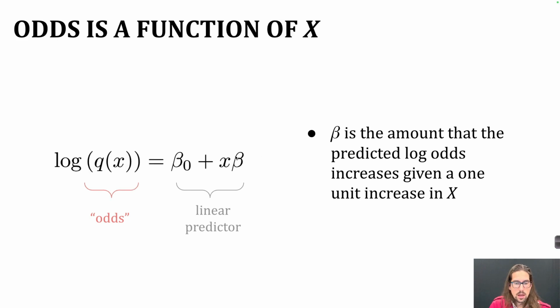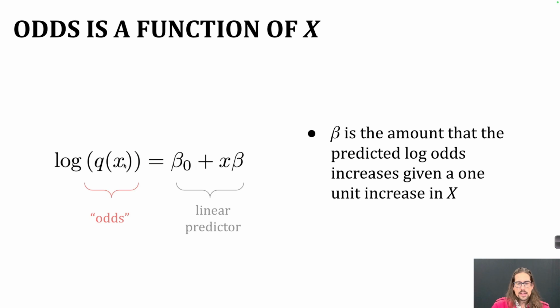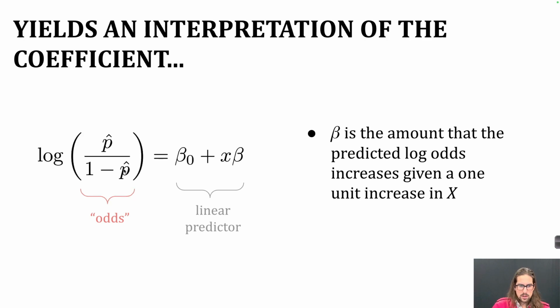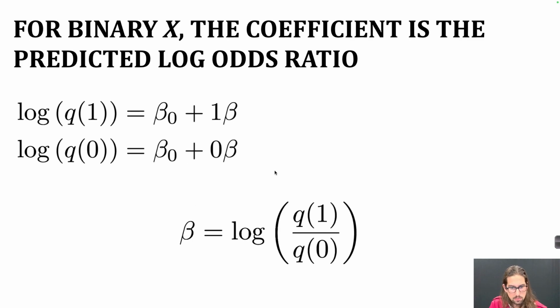Okay? And so let's keep thinking about this. Notice that this odds is a function of x, right? So here I've just written p hat over 1 minus p hat, and I'm just going to write this thing as q. And notice that q depends on what x is, because over here, this is a function of x. So I'm writing this explicitly using this parenthetical notation to say, okay, q is a function of x. So this log odds is equal to this linear function.